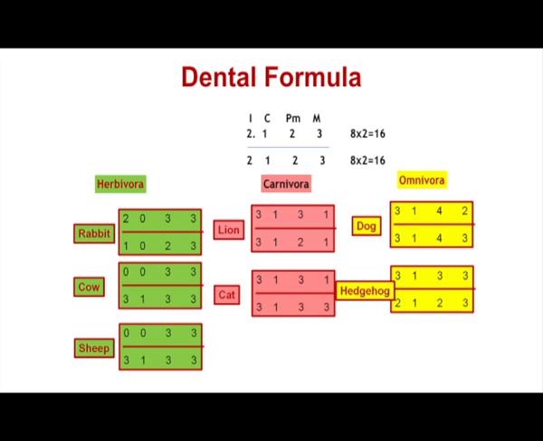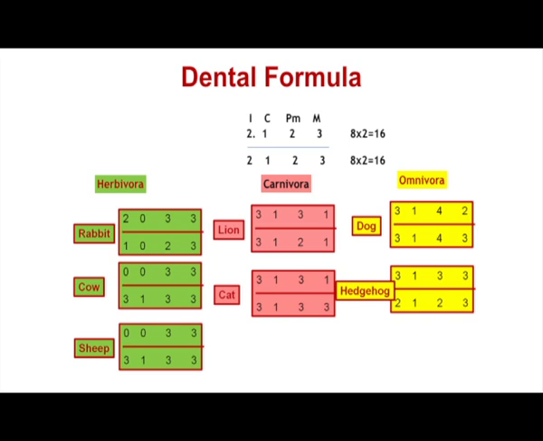I have given 2 more examples, one is dog and the other one is hedgehog, and you can see that herbivores, since they are competent enough to take the nutrition from different types of food material, also contain canines as well as premolars and molars. So there is no difference in terms of the structure of every tooth.